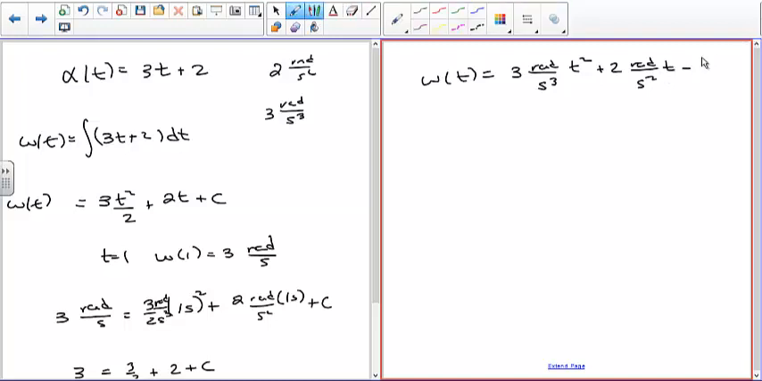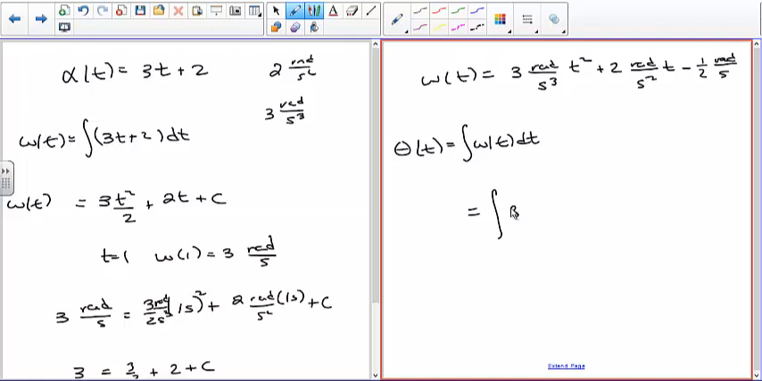So we get negative 1/2. The units for that are radians per second. Okay, now to find theta as a function of t, you're going to integrate omega as a function of t. So we plug in our expression for omega.